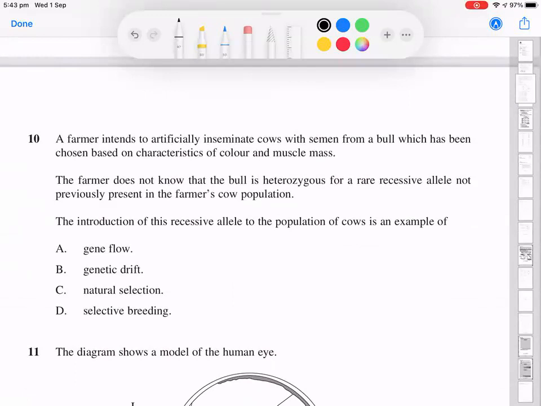So for question 10, we're looking at a farmer who's using artificial insemination for his cows. So the introduction of a rare recessive allele means we're going to have it pop up in our population, and that's coming from another source. So that means this is going to be gene flow, because he's taken it from one pool and put it into another.